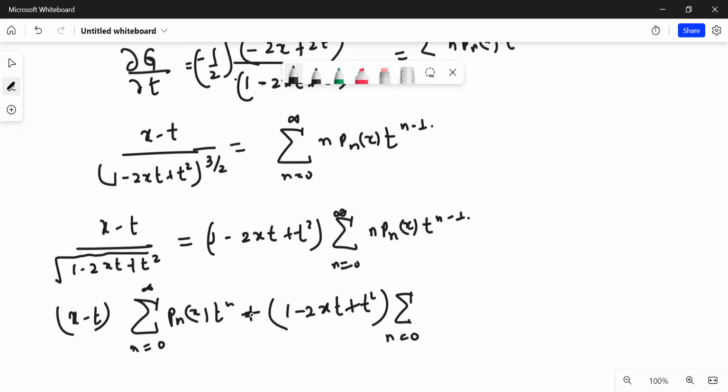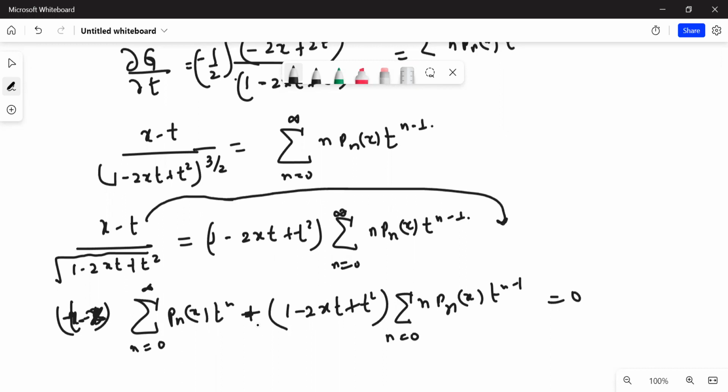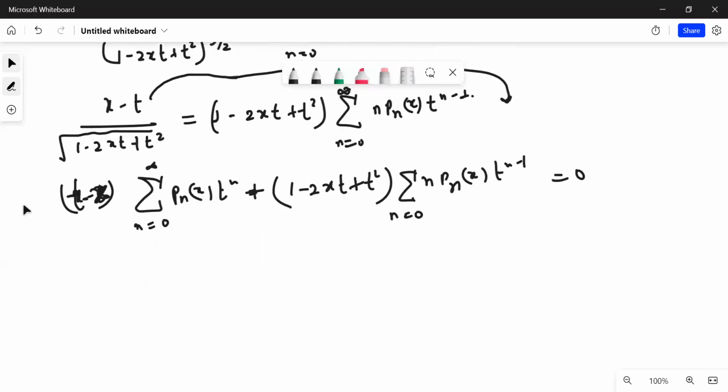Let us write this as plus only, and let us take it there. So I think this will be t minus x. So in one step only I'm going to use t minus x, and this is summation n Pn(x) t power n minus 1, and this is equal to 0. So what I've done is I've taken all of this over there and this here. Okay, is that clear?